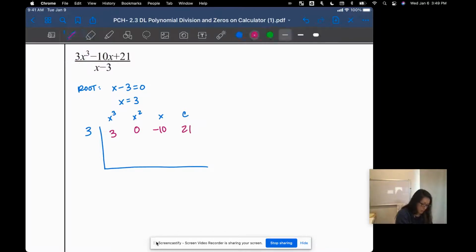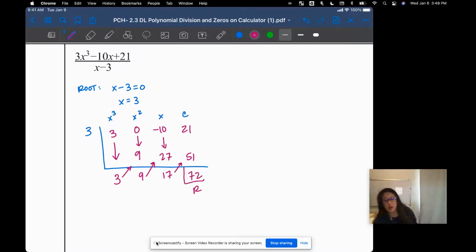All right, so we bring down the 3. Then we multiply by the root. So 3 times 3 is 9. We add. 0 plus 9 is 9. 9 times 3, 9 times the root is 27. We add to give us a positive 17. And then we multiply 17 by 3, which is 51. So I end up with a remainder of 72.